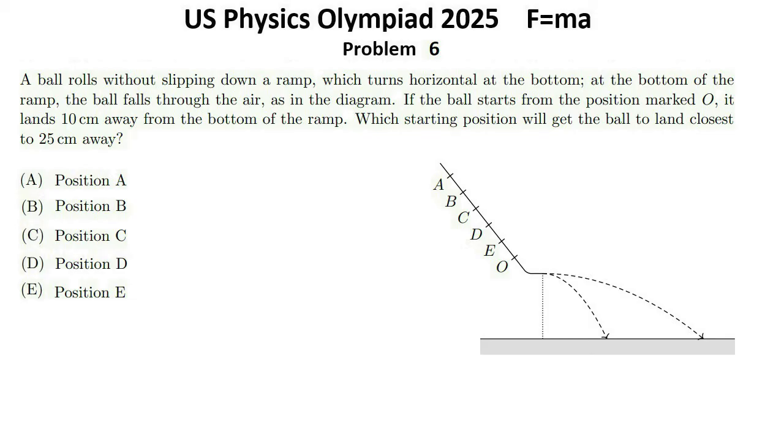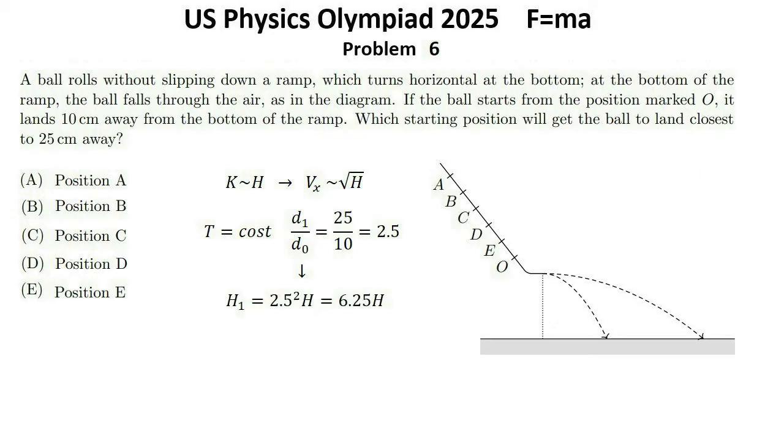Solution for problem 6. The kinetic energy of the ball at the bottom of the slide is proportional to the height drop down the slide, so the horizontal velocity is proportional to the square root of the height drop. The time to fall is constant, so we need the velocity to scale up by 2.5, which means the height drop has to scale up by 6.25. This is choice A. That was the solution for problem 6.